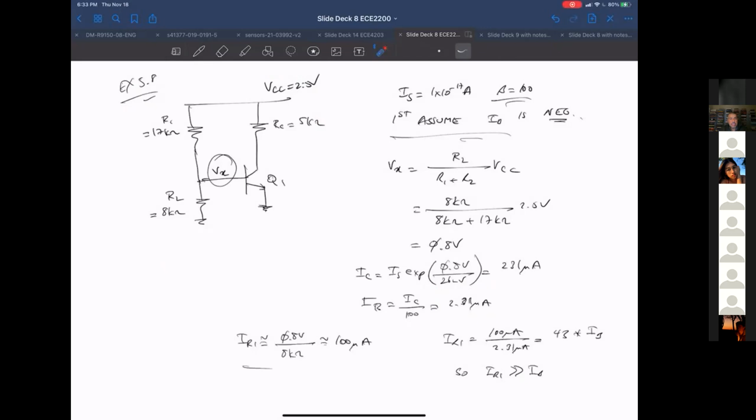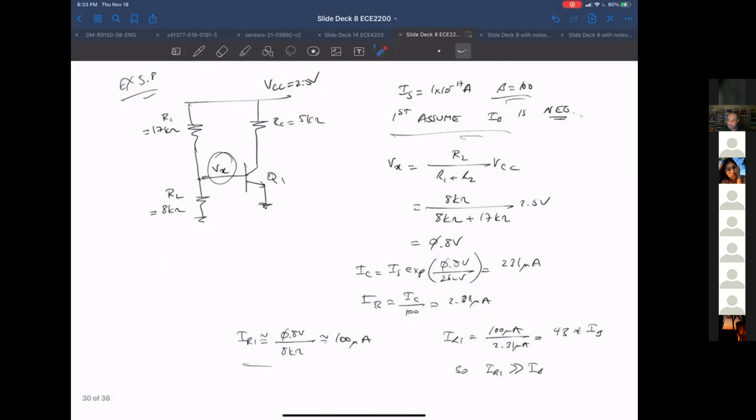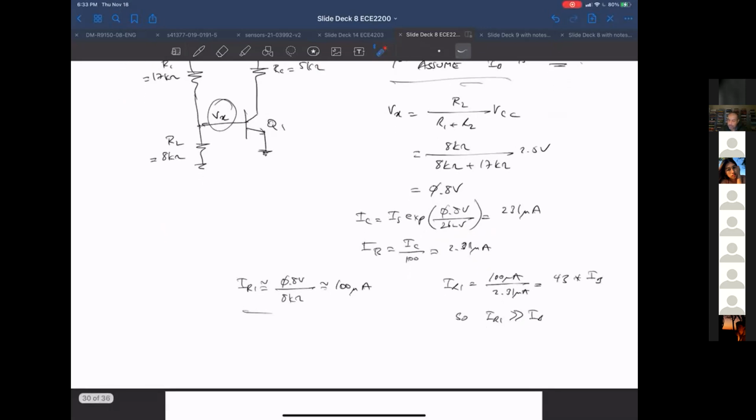What does it say on the bottom right-hand side? Is that I sub R1? Yeah. Equals, okay. This one. So you have I sub R1 on the left and right. Is much bigger than I sub B. Is that what you mean, or is it another equation? I'm just confused because you have I sub R1 equal to 100 microamps, and then you have I sub R1 equal to 43 times I sub B. I'm sorry. Yep, sorry. This is a bad one.